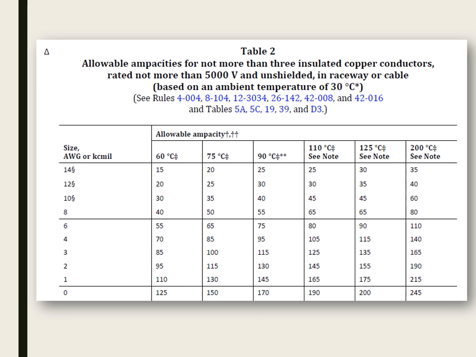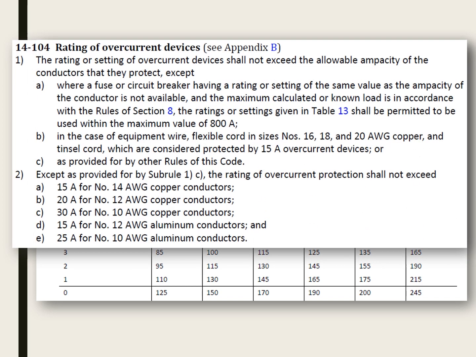Taking a look at Table 2, we can see our double squiggly beside the 14, the 12, and the 10. If you look inside the notes, it says very clearly to check 14-104 Subrule 2. 14-104 Subrule 2 states that except as provided for by Subrule 1, the rating of overcurrent protection shall not exceed 15 amps for a 14 gauge copper conductor, 20 amps for a 12 gauge copper conductor, 30 amps for a 10 gauge copper conductor, as well as 15 amps for 12 aluminum and 25 for 10 aluminum.